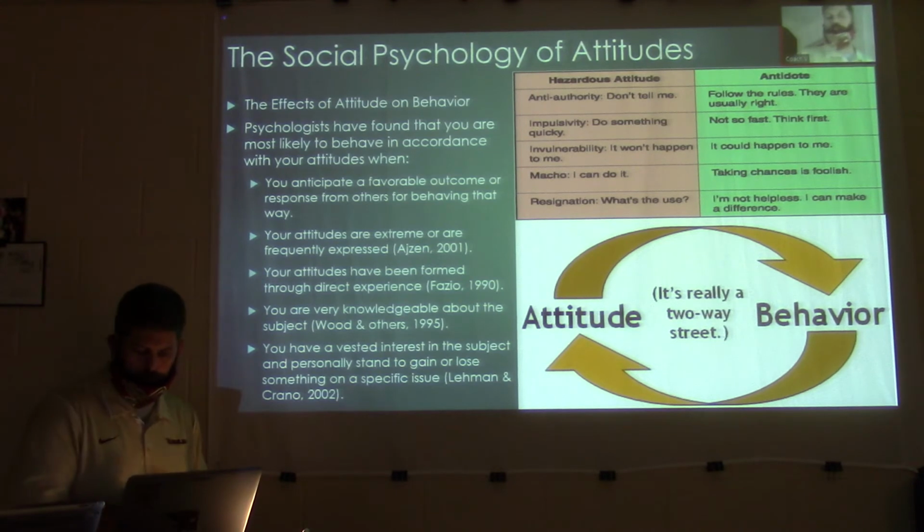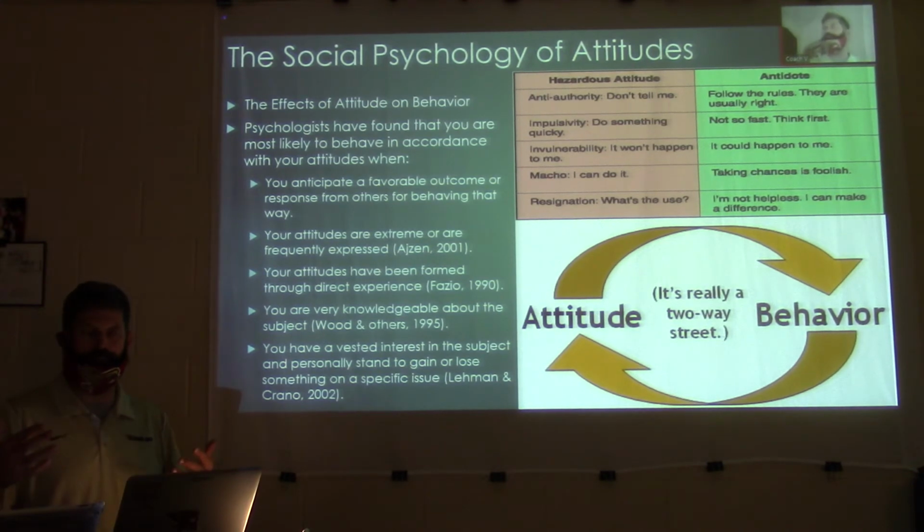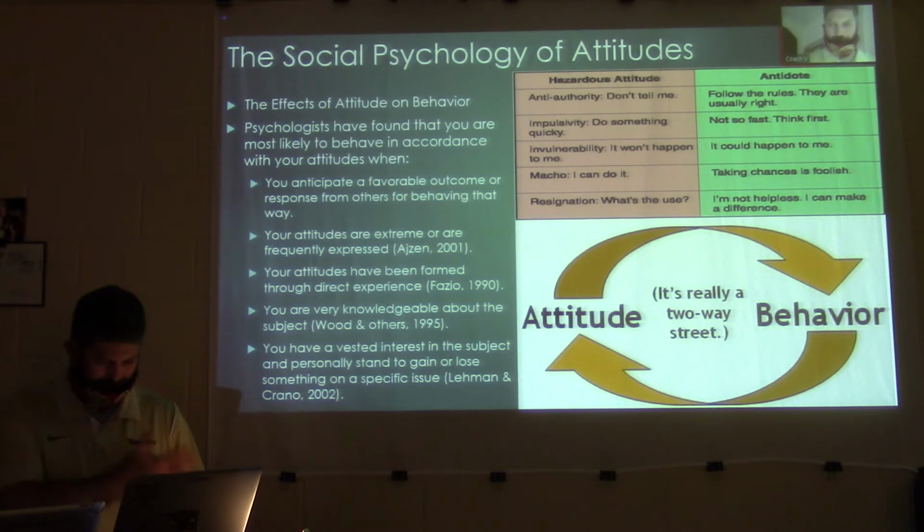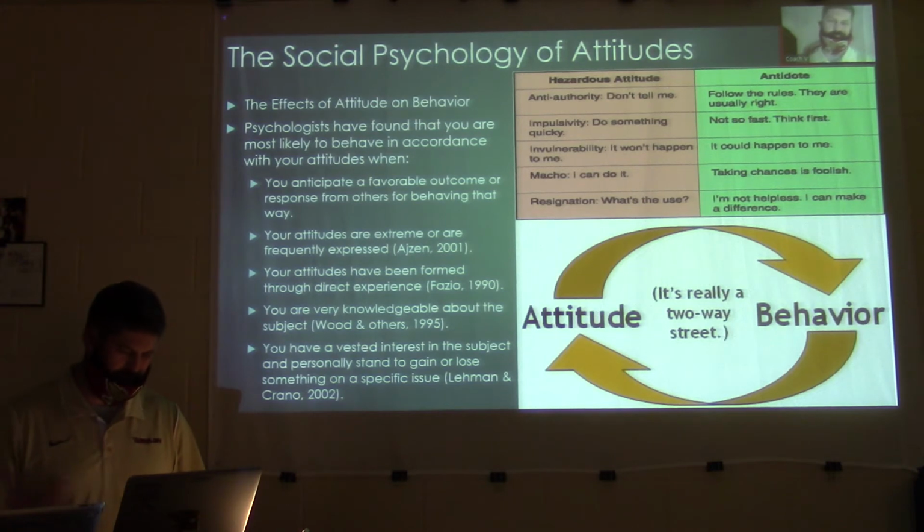Invulnerability, it won't happen to me, which I thought about the second vaccine shot. It's like, I'm not going to get sick. I don't get sick. And I was sick for 2 days. The antidote for that feeling is to think it could happen to me. Macho, I can do it. And the antidote: taking chances is foolish. Resignation, what's the use? Why would I even do this? The antidote: I'm not helpless, I can make a difference.